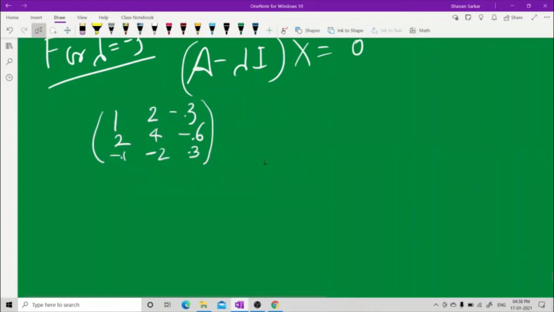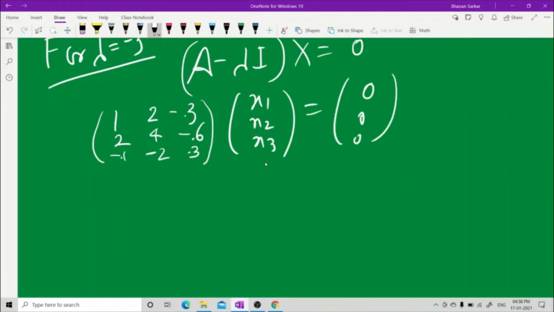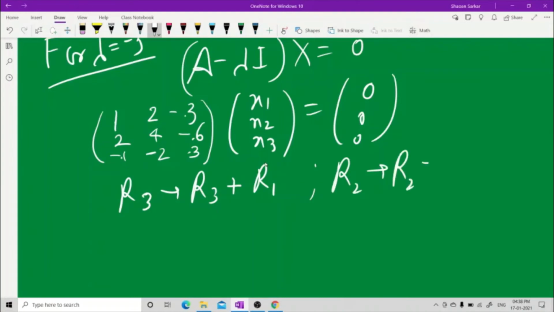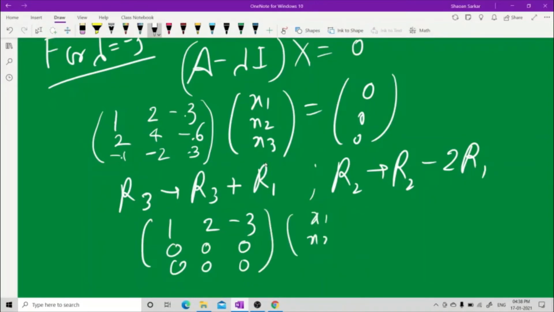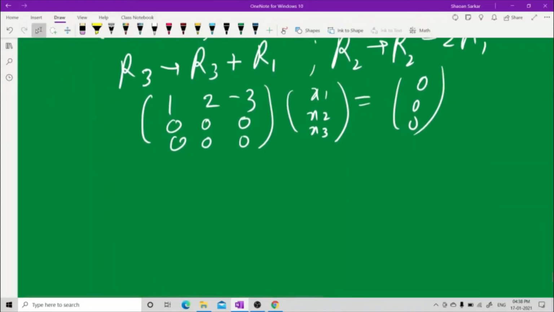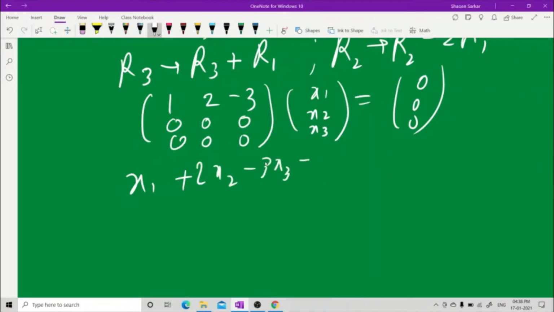Here we have all the operations on x1, x2, x3 equal to 0, 0, 0: R3 is R3 plus R1, and R2 is R2 minus 2R1. We get 1, 2, minus 3, 0, 0, 0. I'm doing it directly because I have already done it above. So x1 plus 2x2 minus 3x3 is equal to 0.